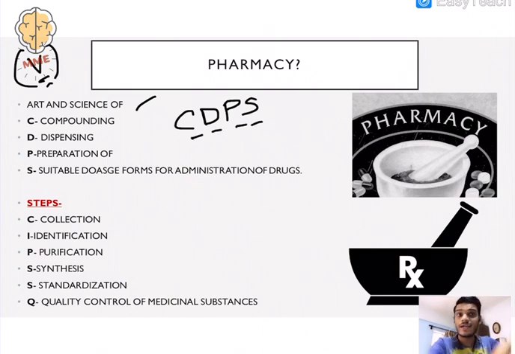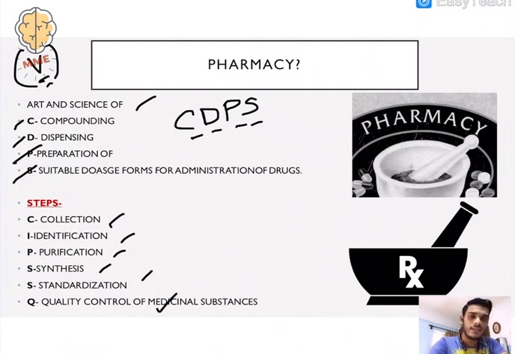So what exactly does C stand for? C stands for compounding, D stands for dispensing, P stands for preparation of, and S stands for suitable dosage forms for the administration of the drugs, right? So pharmacy is the science and the art of compounding, dispensing, and preparing of the suitable dosage forms for the administration of drugs, right? So what are the steps of pharmacy? Pharmacy steps include collection, identification, purification, synthesis, standardization, and quality control of medicinal substances.